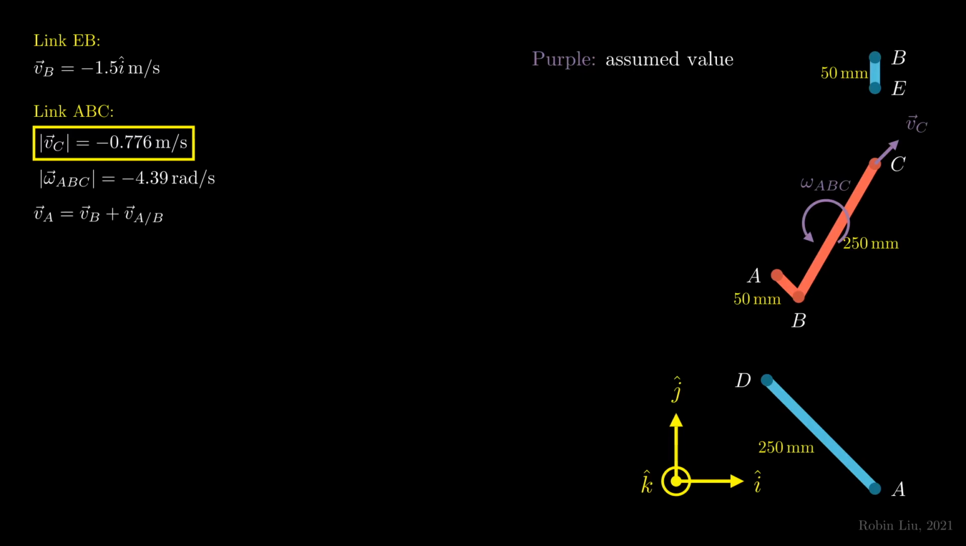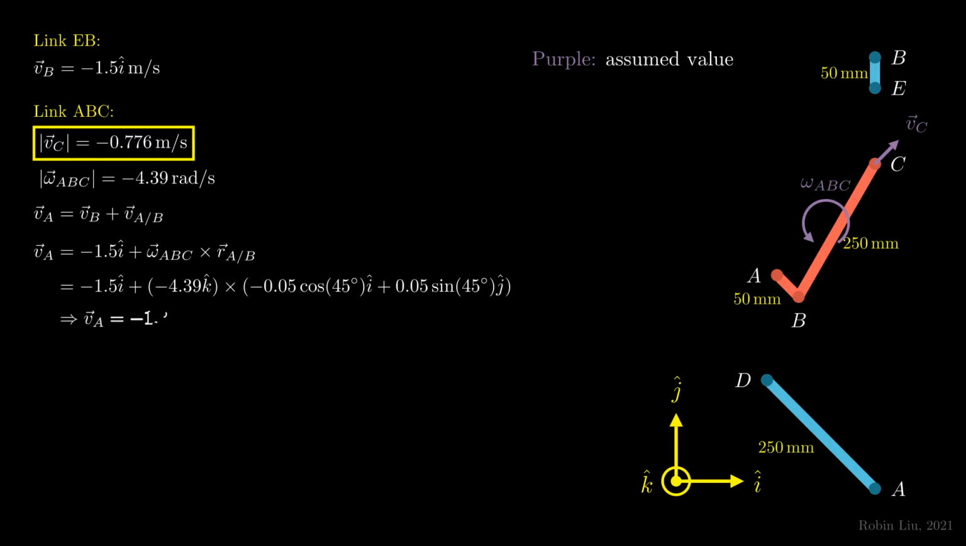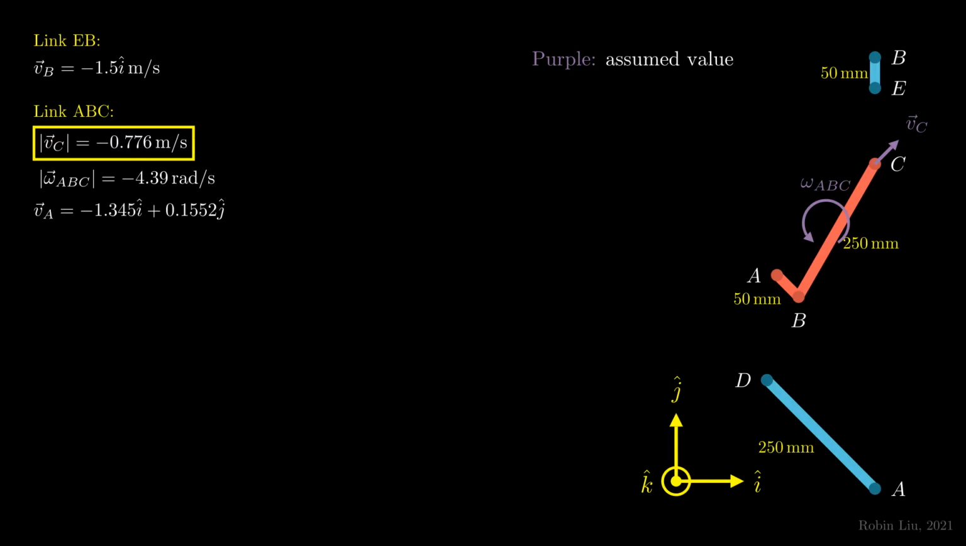This one is pretty straightforward. We simply substitute in the terms and solve. Note that omega is in the negative k direction since we found that the body is rotating clockwise. Point A is shared with link AD, so we can use its velocity to find the velocity of point D.